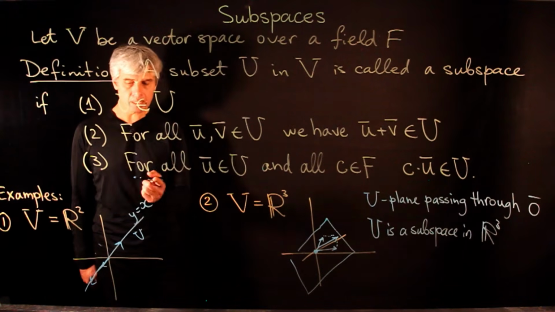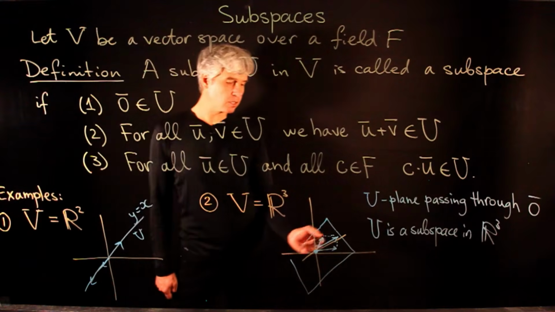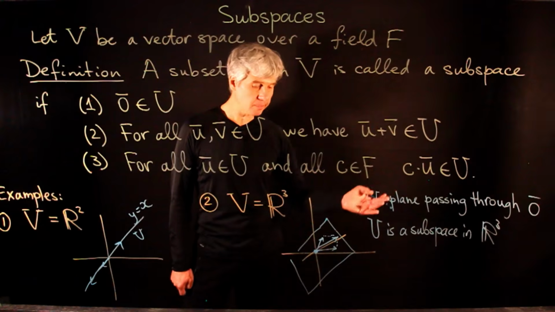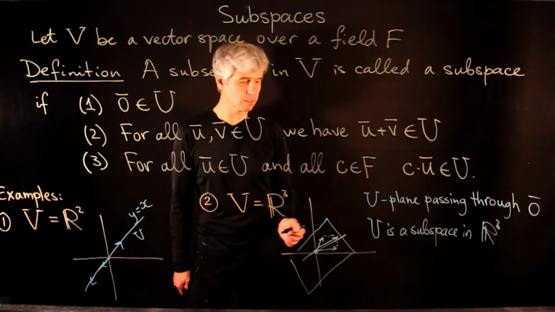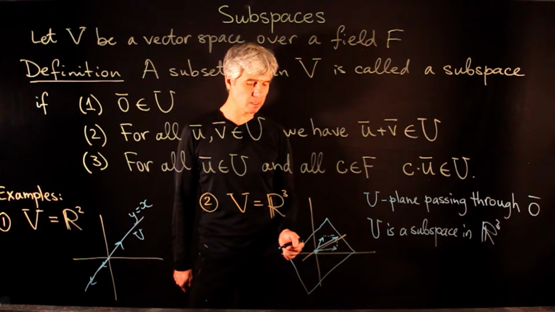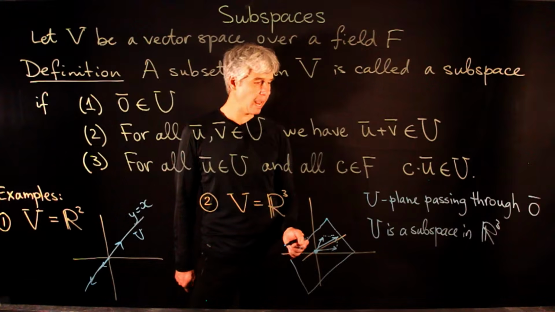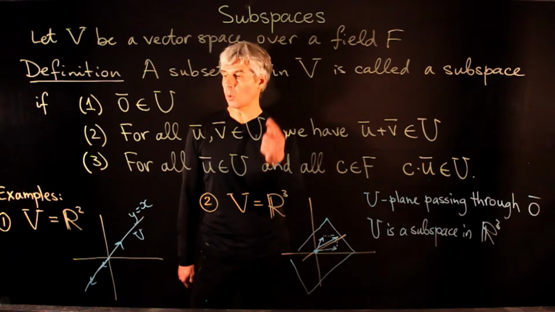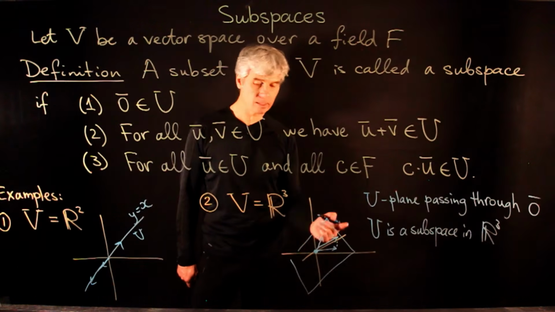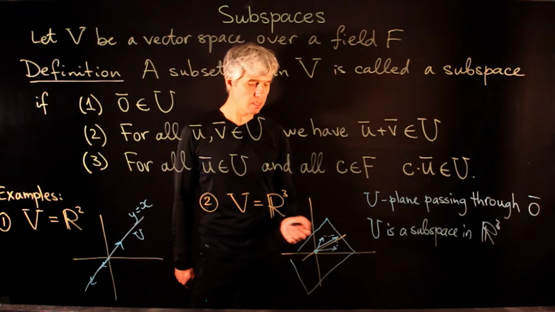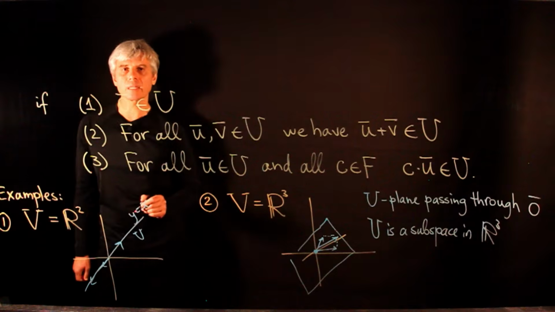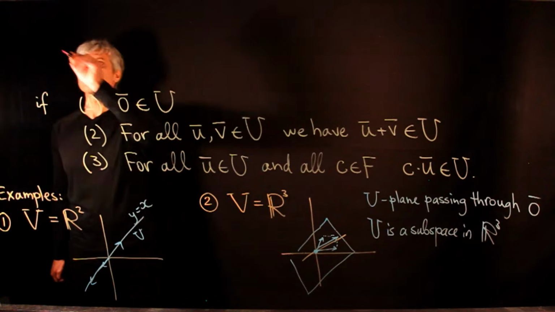And likewise property 3. If we take a vector on a plane that passes through the origin and rescale this vector, so multiply it by a scalar, then the rescaled vector will still be inside this plane that passes through the origin. And so this means that all three properties hold, and this plane inside R3 is going to be a subspace. Let us mention some elementary properties of a subspace.